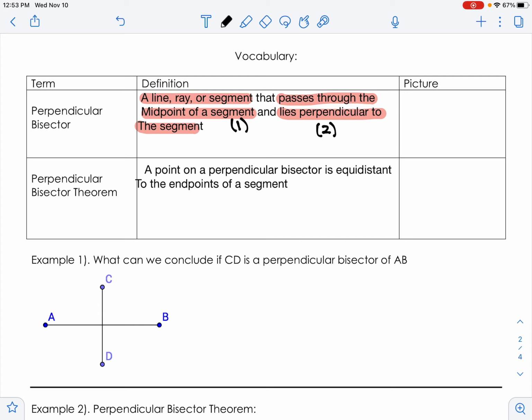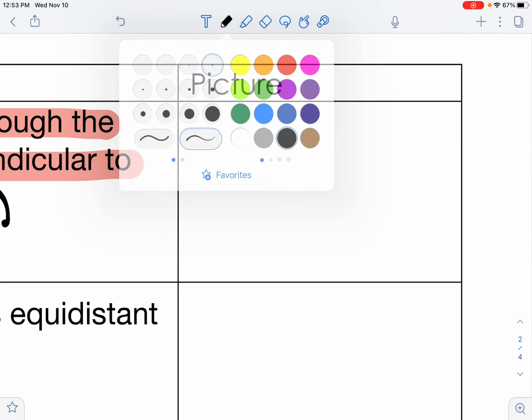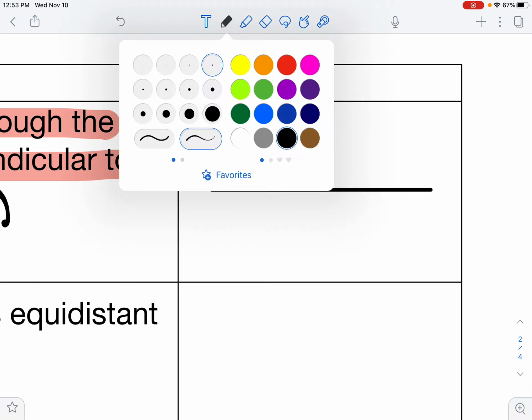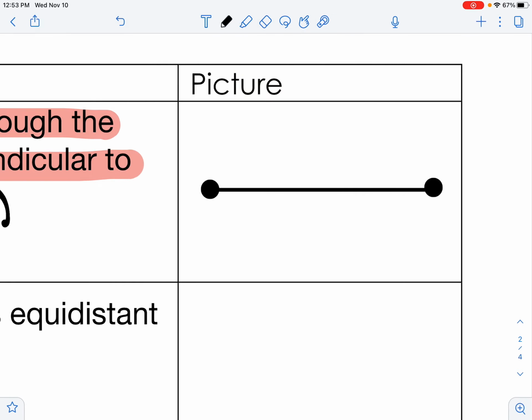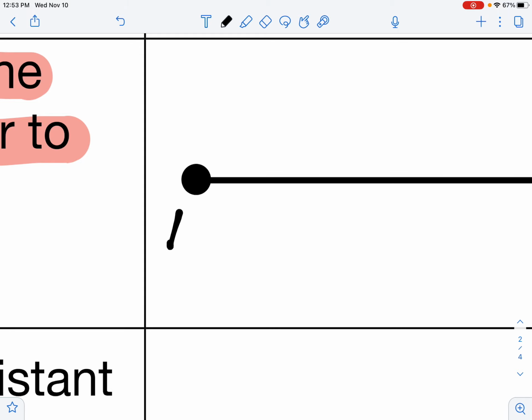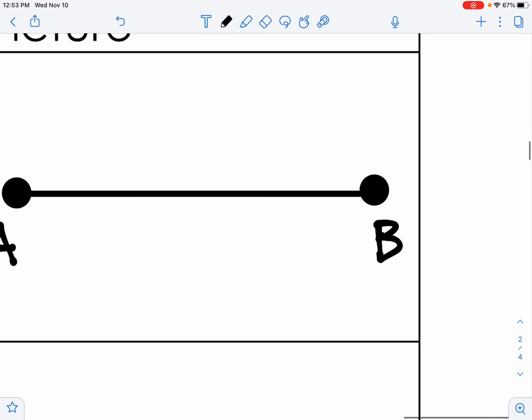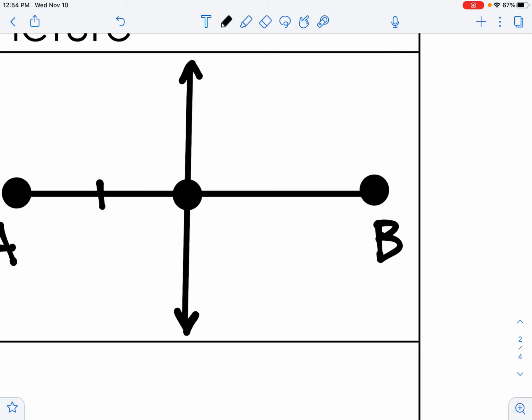So let's go ahead and draw a picture of it. Let's draw our segment, put your endpoints on there, and let's call it AB. Then we're going to eyeball the midpoint, and draw a line that comes straight down and lies perpendicular to that segment. Because it's a perpendicular bisector, both sides of the midpoint have to be congruent, and the ray and the segment have to be perpendicular. So both components have to happen.